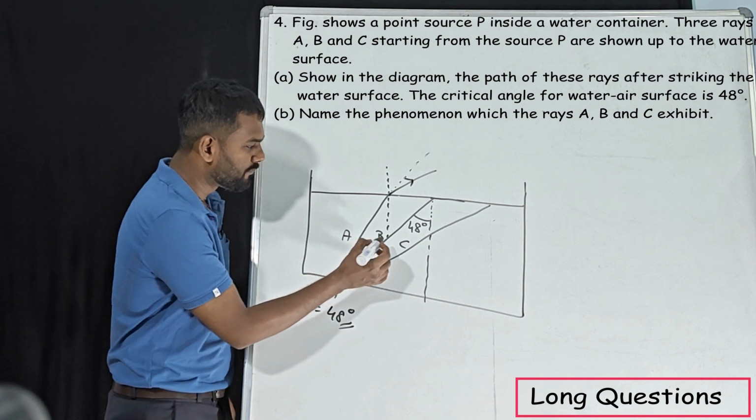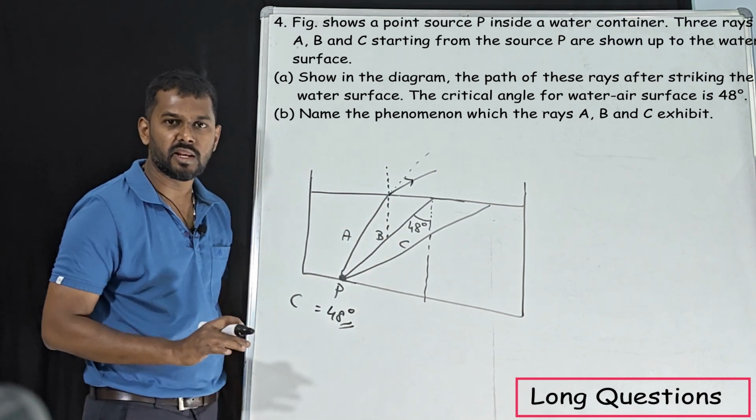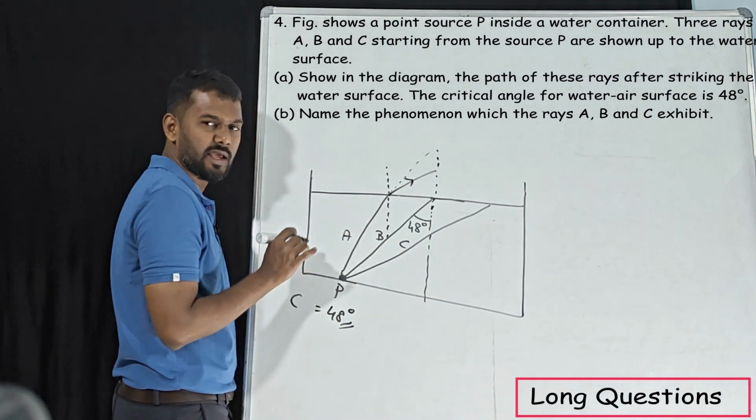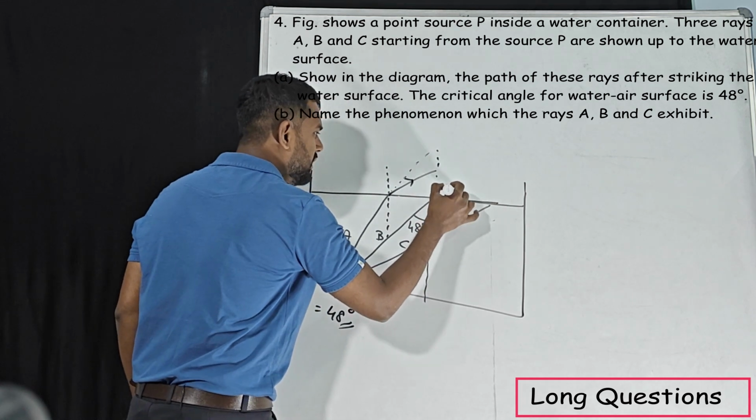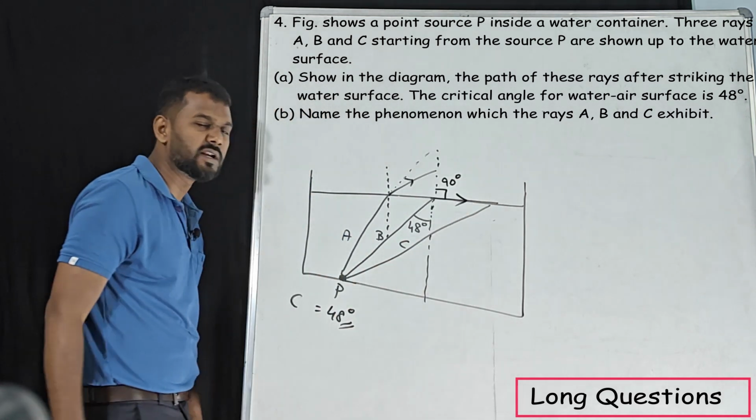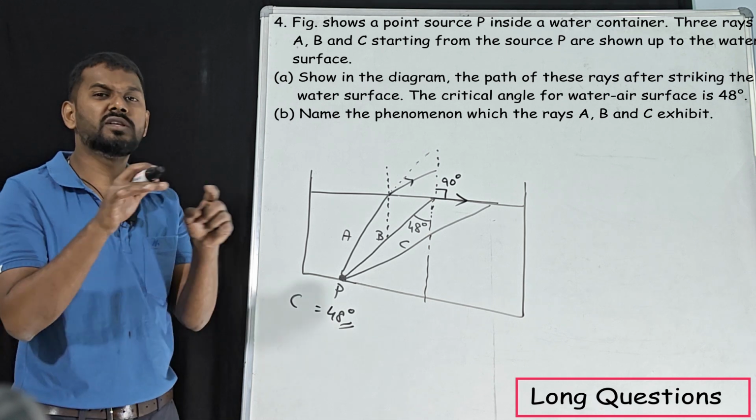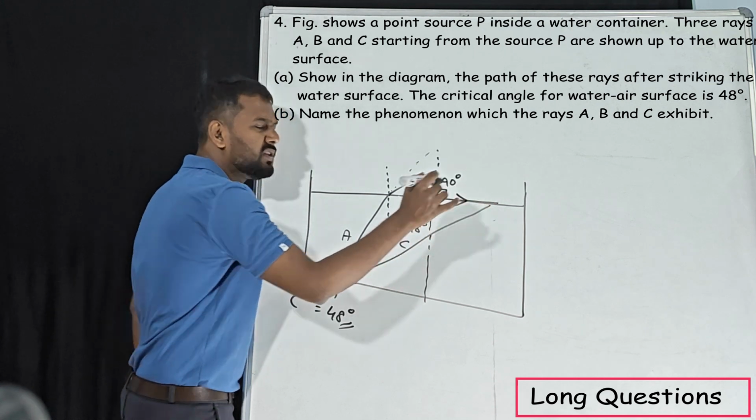Then the second ray, the angle B is 48 degree. The critical angle is 48 degree. If the angle of incidence is equal to the critical angle, then it undergoes refraction exactly at 90 degree. That is nothing but on the surface of the medium. This is the surface, correct? The refraction will be along the surface.